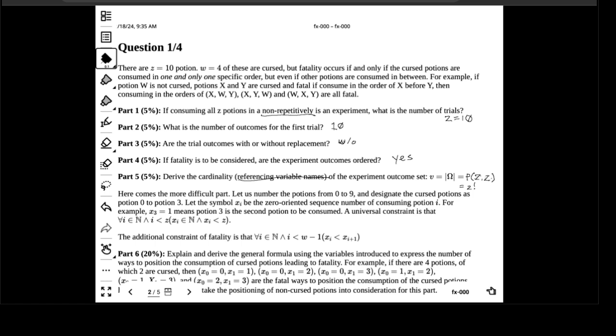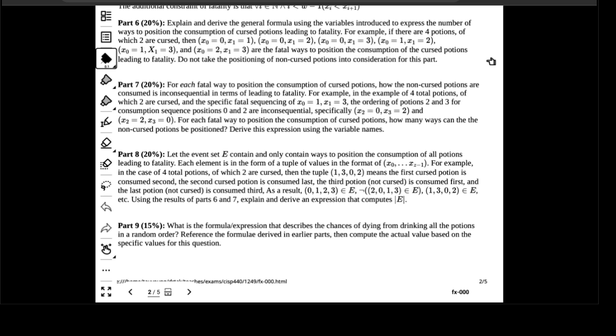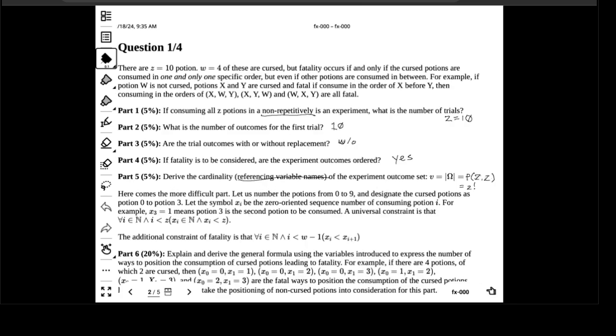And then part 6 is asking to explain and derive the general formula, using the variables introduced, to express the number of ways to position the consumption of cursed potions leading to fatality. For example, if there are four potions of which two are cursed, then these six specific orderings of the cursed potions will be fatal, regardless of how the non-cursed potions are consumed. All right, so moving on to the next page. Let me see if I can get rid of this.